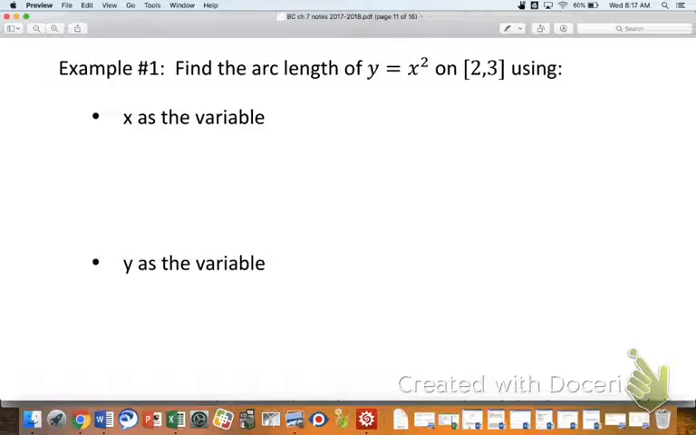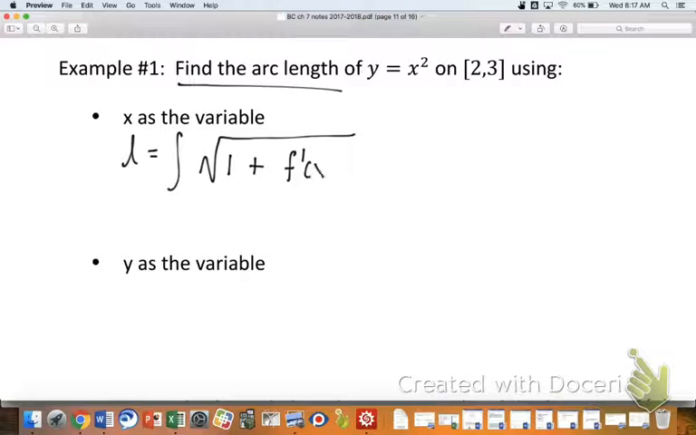But you should get the same answer regardless, right? If we're talking about the arc length of a parabola, how long is a part of a parabola, whether I use x or y, it should be the same. So I thought we could do the x's together here, and then I'll have you try the y's. If we're finding arc length, we start with our formula. Arc length, represented by the letter L, is equal to the integral of the square root of 1 plus the derivative in terms of x, quantity squared, dx.